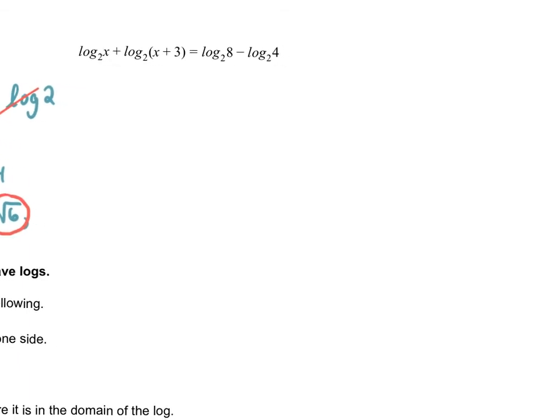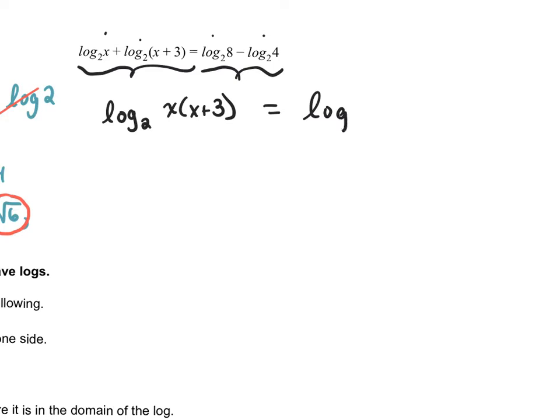Let's look at another example over here. Now in this case, we actually have lots of logs, but every term has a log, all base 2. So I will put the logs together on both sides. This will become log base 2 of x times (x plus 3) because they're added. On the other side, I get log base 2 of 8 divided by 4 because they're subtracting.